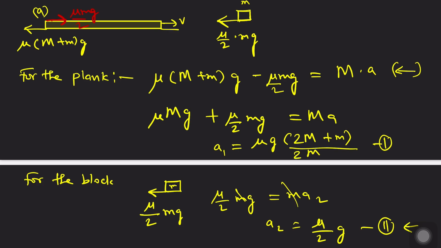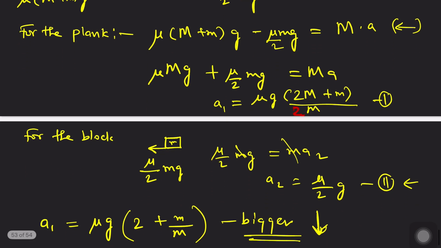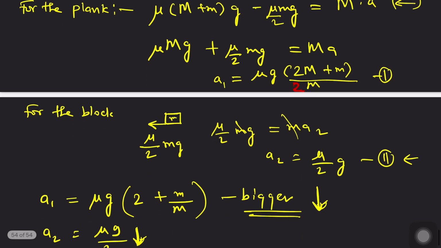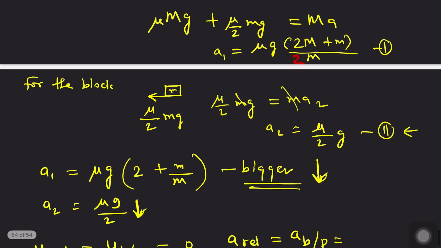I'll put it in red so that you can differentiate what is happening. This is 2m, because I haven't written the 2 there. So the 2 will come here. Now coming to the block, that was fine only.